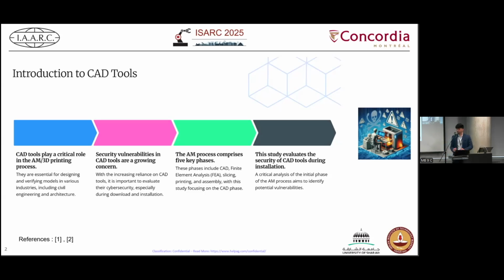So basically, the AM processes itself consists of 5 critical phases. It has the CAD phase and then the finite element phase, or the FEA analysis. Then we have something called slicing, and then printing, and then finally the assembly section comes into play. However, this study focuses only on the CAD phase, and it's basically the first step, and thus it's a very critical security checkpoint to assess as well.